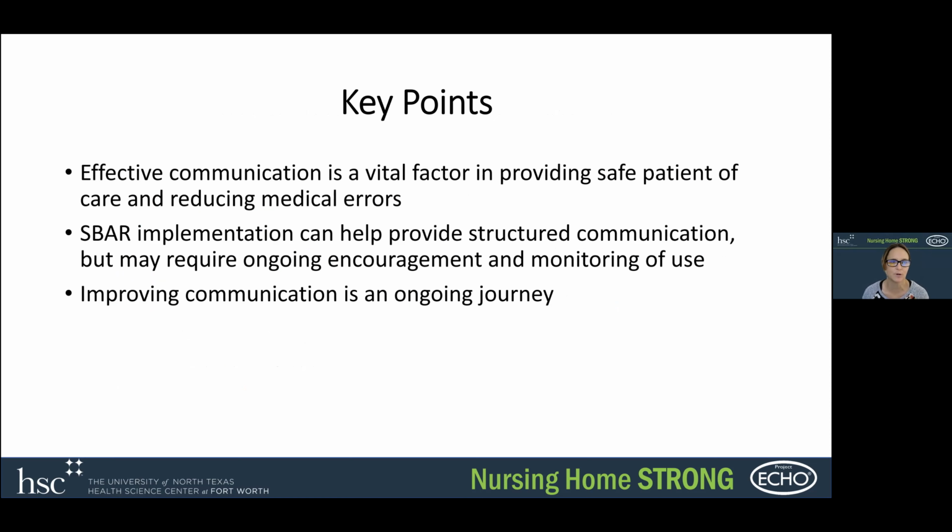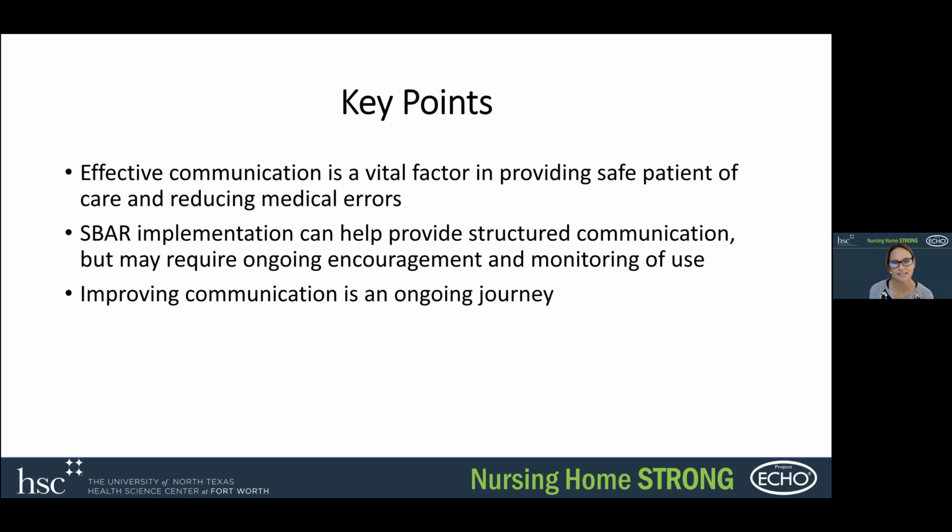So just in terms of key points, I think we covered effective communication is just so critically important in healthcare. I think we all know that. It's important for patient safety. It's important for reducing medical errors. In terms of SBAR, like I said, it's nothing new, but it is something that we need to continually monitor and make sure that it's being used well, and just making sure that we're constantly helping our teams and helping our staff make sure that they're communicating effectively. It really can go a long way.